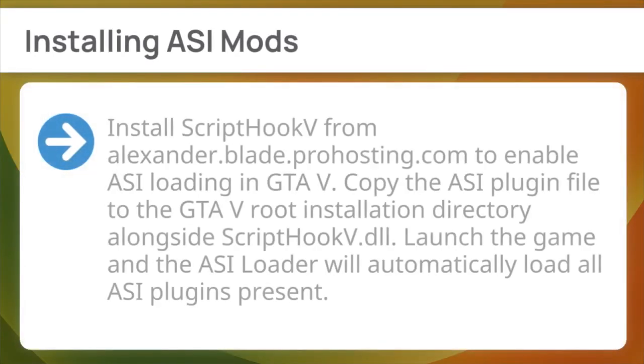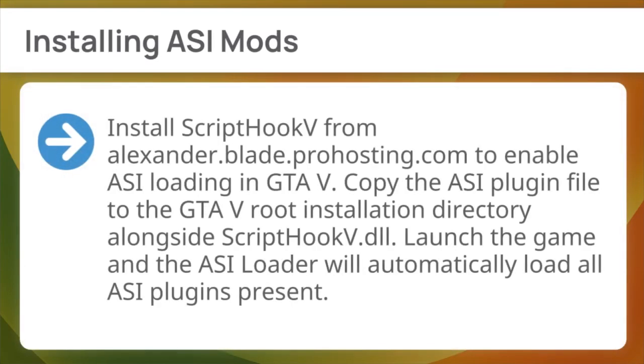First, installing ASI mods. Install ScriptHookV from alexanderblattprohosting.com to enable ASI loading in GTA V. Copy the ASI plugin file to the GTA V root installation directory alongside ScriptHookV. Launch the game and the ASI loader will automatically load all ASI plugins present.